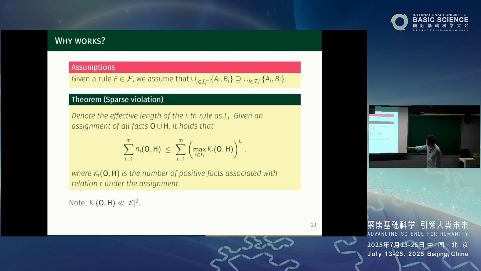Then we have this theorem. The theorem says that the number of violated clauses is upper bounded by this value. And what is this value? K_R is the number of positive facts associated with the relation R. You have many billions of entities, and you have a relation R, but only a small number of them have the relation R. Not all of them. That's why this is very sparse.